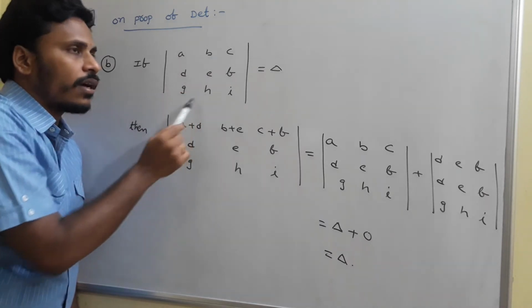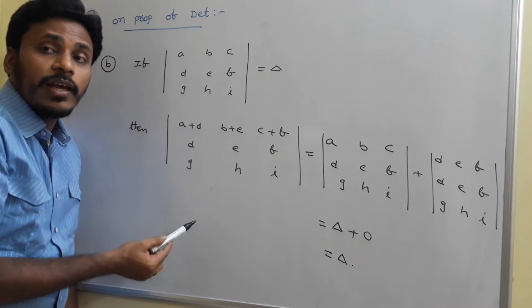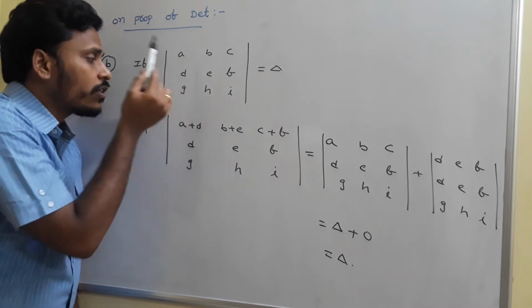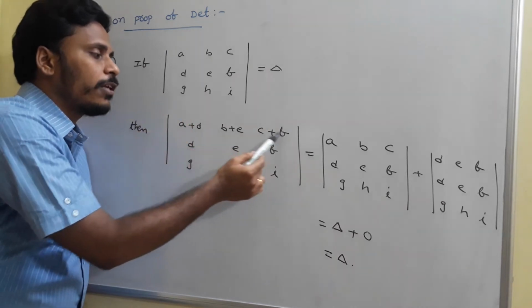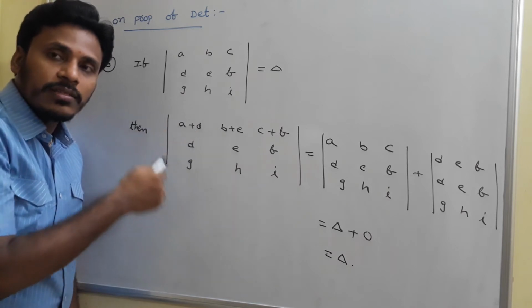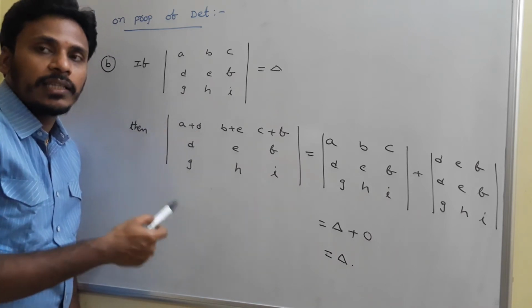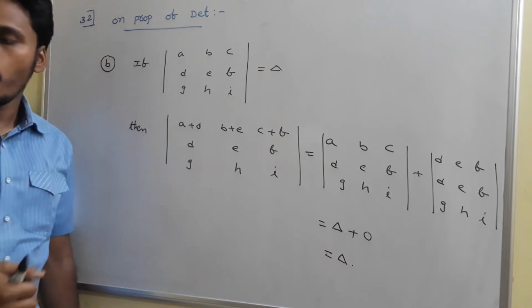Just observe how the elements of the determinant are changed. If these are the individual elements, then for this particular matrix we are adding the first row with the second row. If you add the first row with the second row and replace the first row, we are still getting the same delta. All these things are very helpful in finding other determinants, and that's why we are specifically mentioning it. Okay, and then I will give you one more problem.